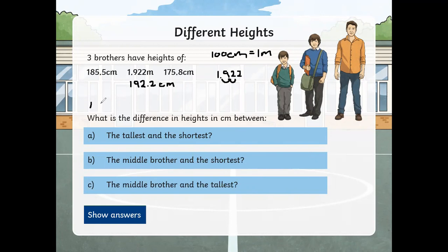So how we would do that is we go 192.2 minus 175.8, and that is equal to 16.4 centimeters.